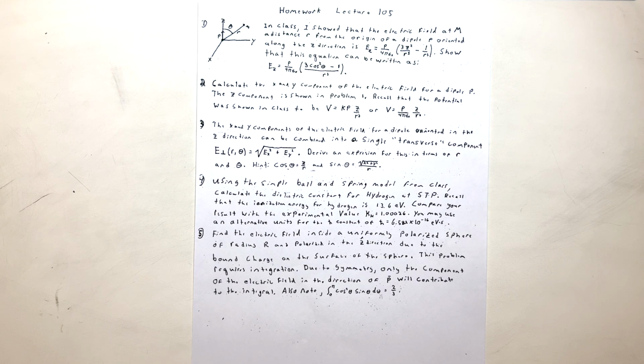Number 4. Using the simple ball and spring model from class, calculate the dielectric constant for hydrogen at STP. Recall that the ionization energy for hydrogen is 13.6 electron volts. Compare your result with the experimental value of the dielectric constant for hydrogen, which is 1.00026. You may use alternative units for the h bar, constant of h bar equals 6.582 times 10 to the minus 16 electron volt seconds. Okay.